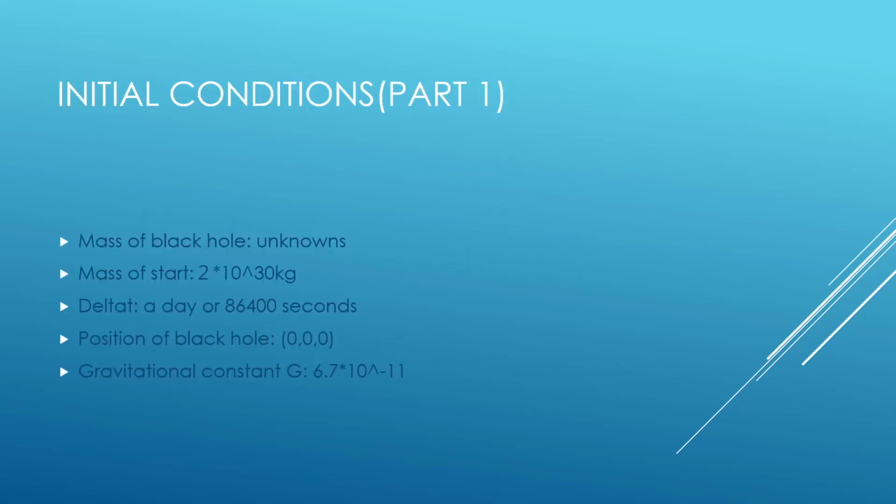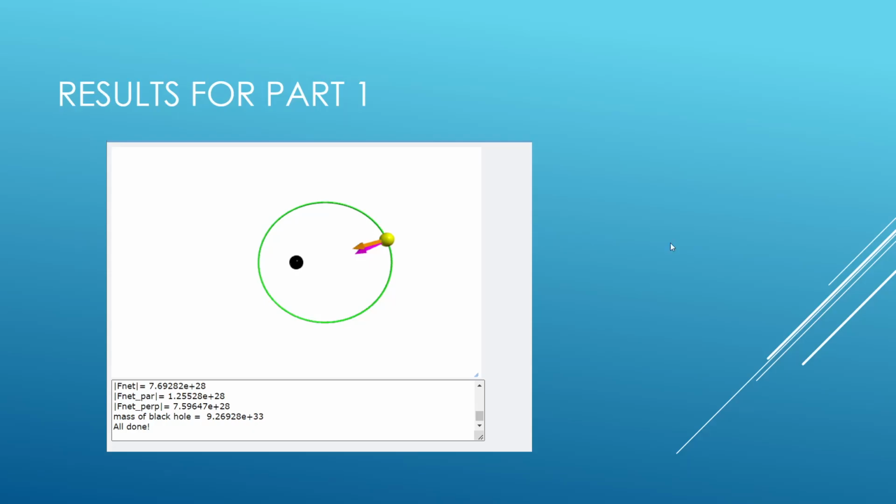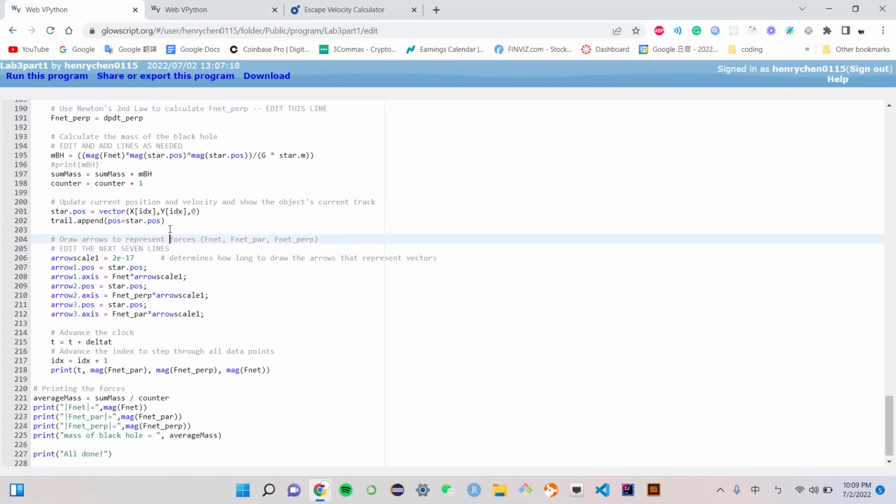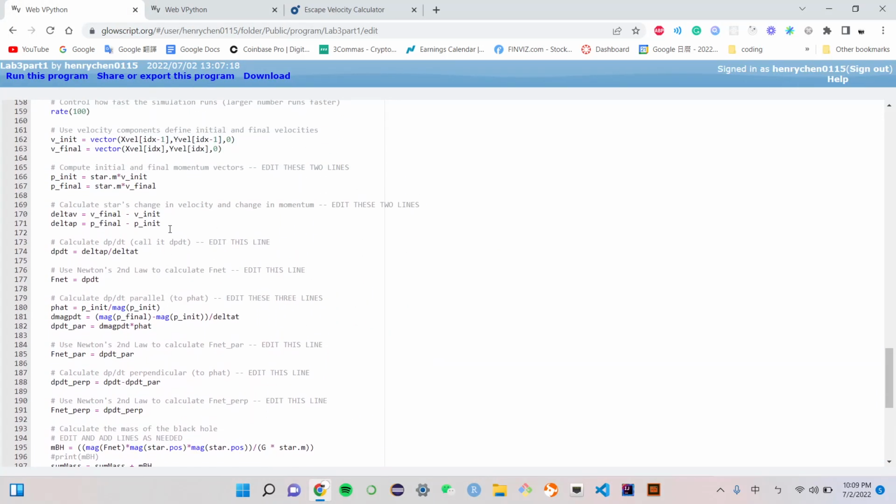These are the initial conditions for part one. The mass of the black hole is what we're trying to find. Mass of the star, delta T, which is a day or approximately 86,000 seconds. Position of the black hole, it's at the center, so it's at 0, 0, 0, and the gravitational constant. So now we can go through the code for part one.